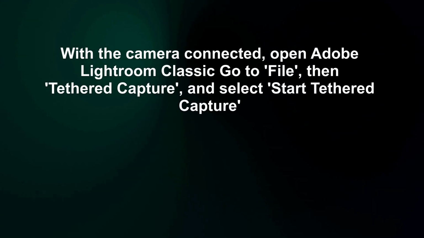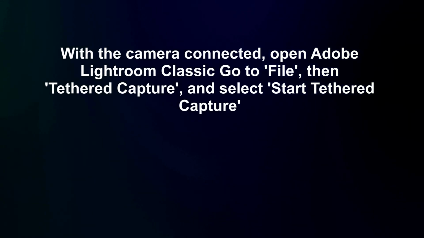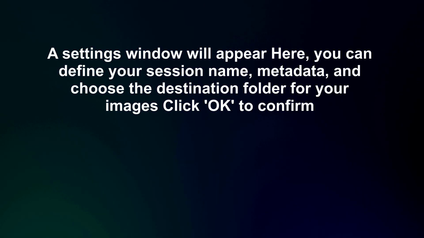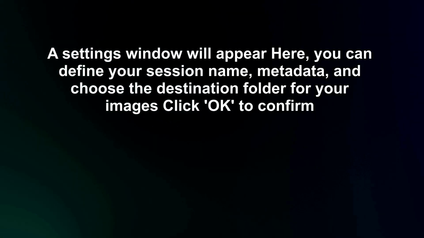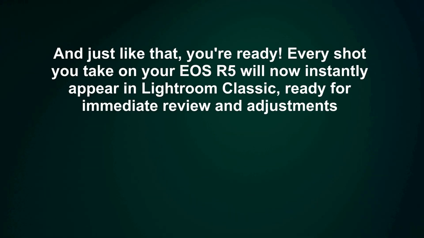With the camera connected, open Adobe Lightroom Classic. Go to File, then Tethered Capture, and select Start Tethered Capture. A settings window will appear here. You can define your session name, metadata, and choose the destination folder for your images. Click OK to confirm. And just like that, you're ready.